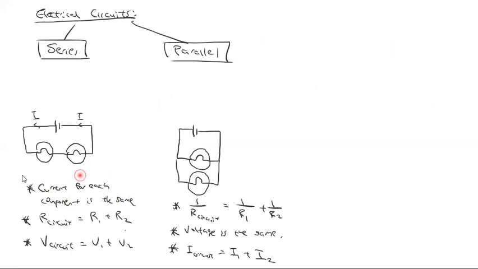So really, we're just showing you that these concepts are correct. The current for all components is the same in a series circuit. If you're trying to work out the resistance, you're adding up the resistances of the components together. The voltage of the circuit is equal to the sum of the voltage drops across the components. And we'll do the same thing with the parallel circuit.